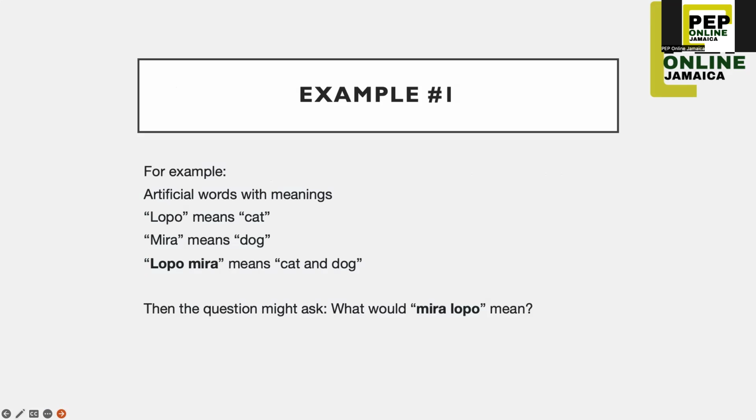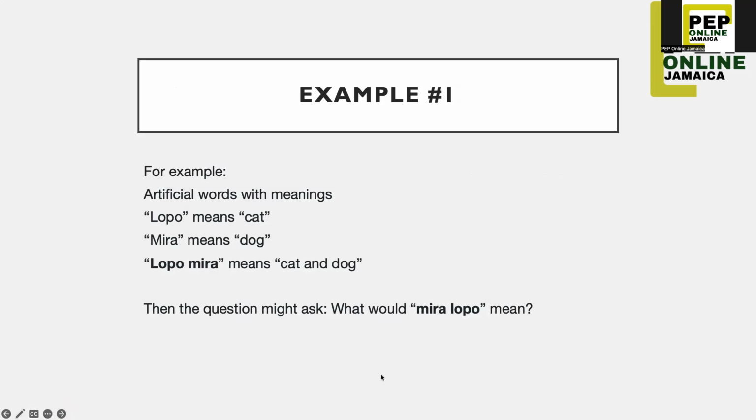So let us look at our first example with artificial language. Artificial words with meaning. For example, sometimes we can pronounce these words. Sometimes we just need to look at it and say, okay, this word, the letters L-O-P-O, stands for cat. M-I-R-A, which you could say Myra, stands for dog. Now, if you put it together and you see this language that is talking about Lopomyra, it means cats and dogs. So we know what Lopomyra means because we know what Lopo and Myra mean. So when you put it together, you got a word from it.